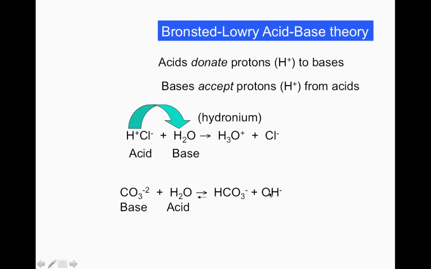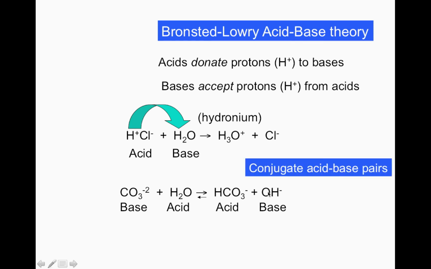So which one of these would be the acid, which one would be the base? Again, we have to look and see what it's becoming. So the HCO3- is becoming CO3 2-. So that's going to be the acid, and the hydroxide is the base. Now these are called conjugate acid-base pairs. So here's one conjugate acid-base pair, the carbonate and the bicarbonate ion. The other conjugate acid-base pair would be the water and the hydroxide.